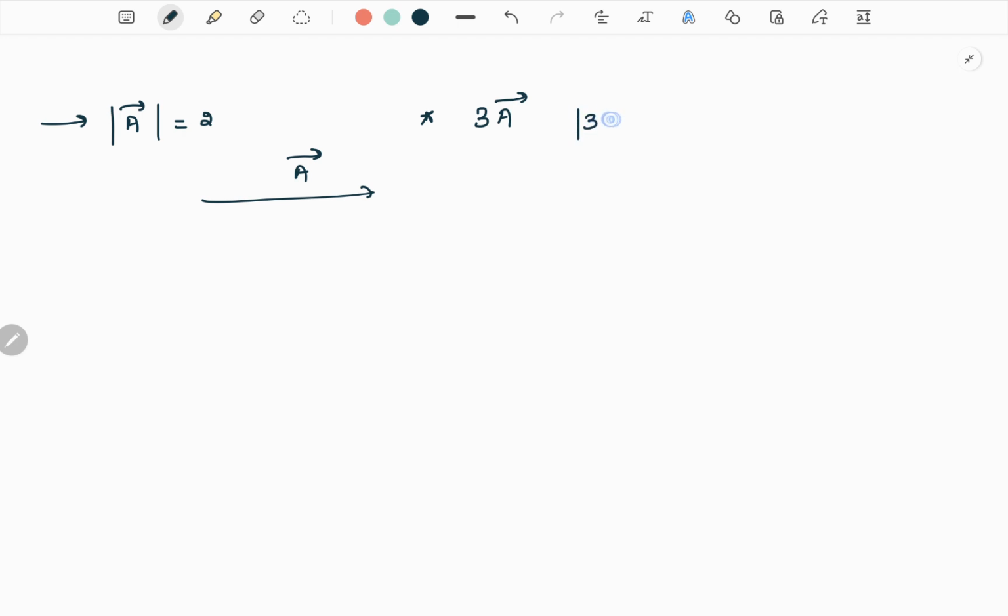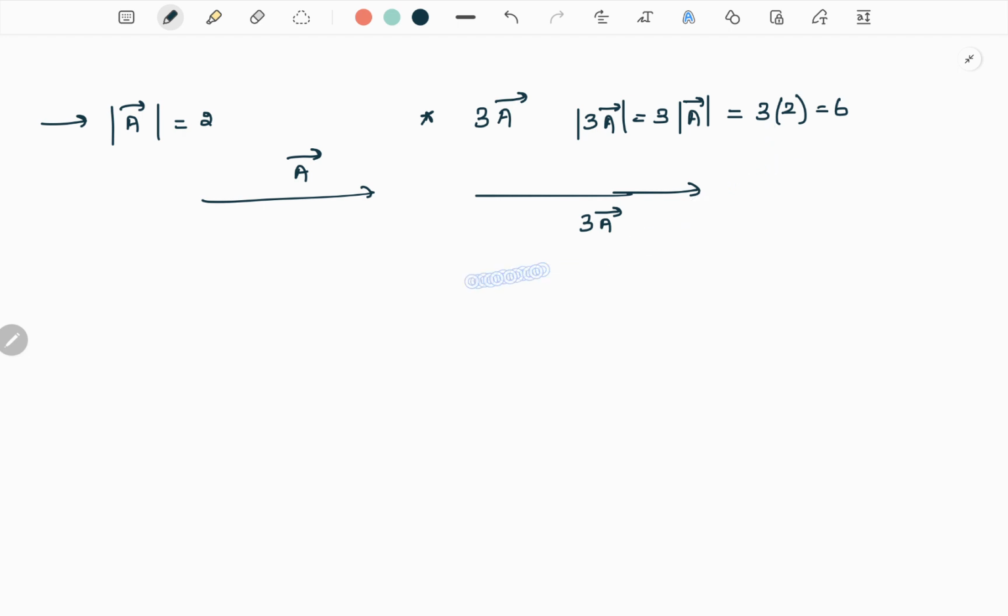So the magnitude of 3a bar would be basically 3 times the magnitude of a bar. But what about the direction of 3a bar? Since a bar is multiplied with a positive number, which is plus 3, 3a bar would be in the direction of a bar. But its magnitude would be 3 times that of a bar, so its magnitude would be equal to 6.